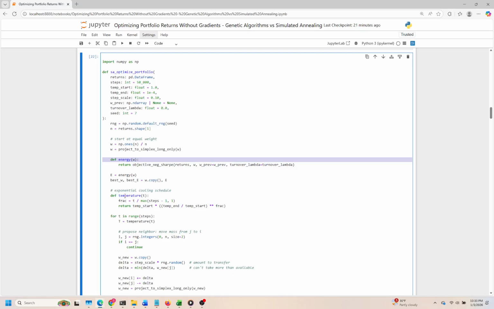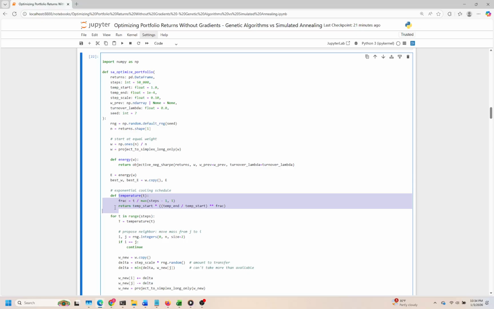The optimization works by using an exponential cooling schedule, allowing our algorithm to gradually reduce its temperature. This reflects the decreasing likelihood of making radical changes as we progress through optimization steps. During each of these steps, we propose changes by randomly selecting two assets and transferring a small portion of weight from one to the other. This is where the step scale comes into play, as it dictates how much weight can be shifted. However, we must ensure we don't violate any constraints, leading us to adjust our new weights accordingly.